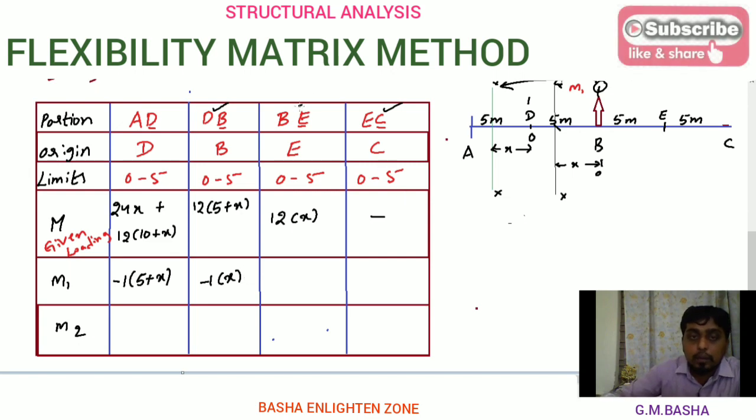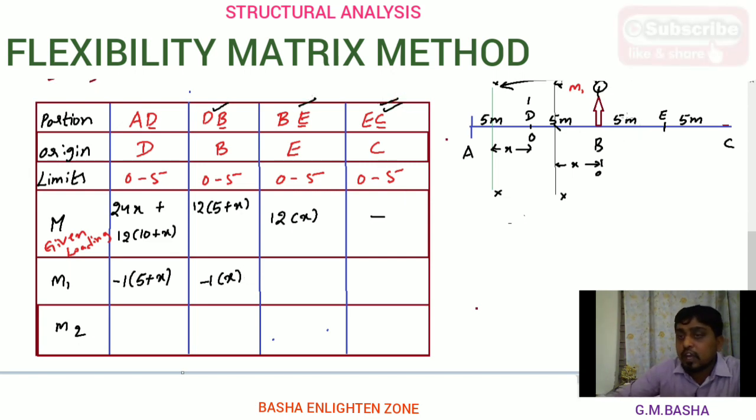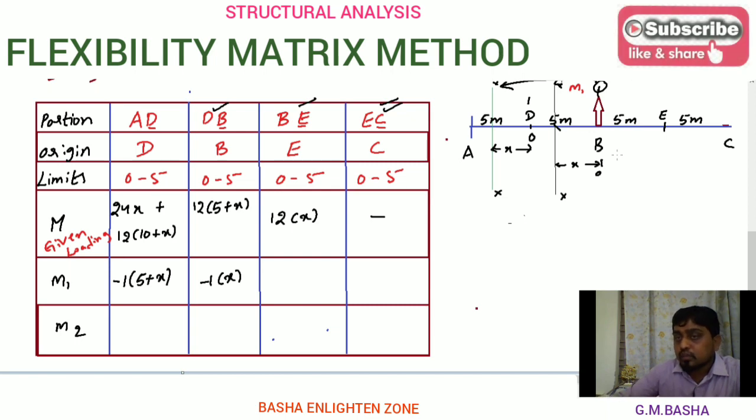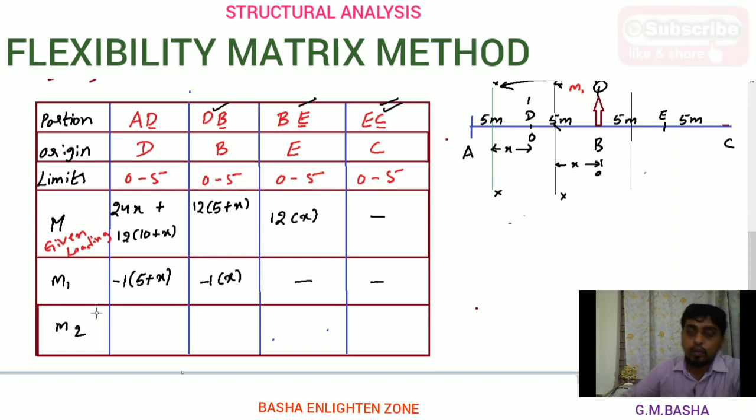And what about the BE portion and EC portion? There will be no forces on the right side. After cutting the section, there will be no forces on the right span, therefore no need to take these two moments. You will get 0 and 0 here. Why? Because even if I consider a section here, there will be no forces to resolve, therefore I am taking directly 0 here. Then go to the M2 moment.